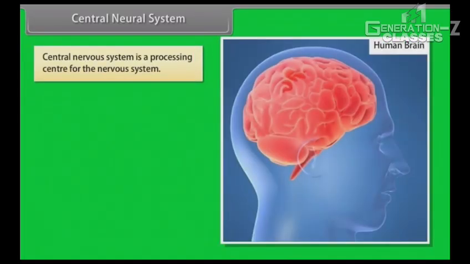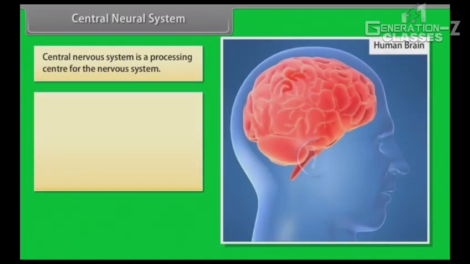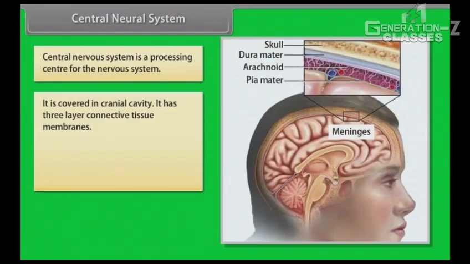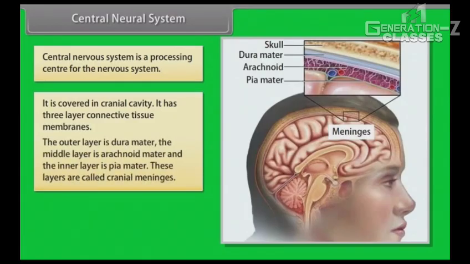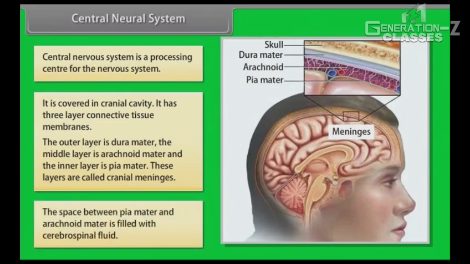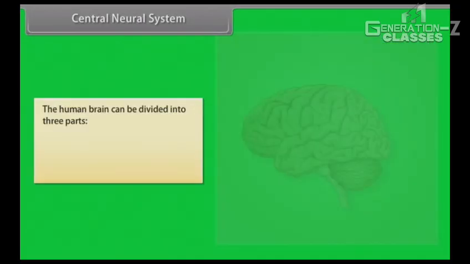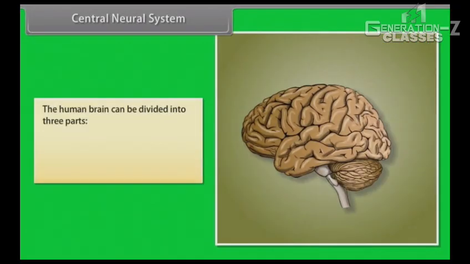Central nervous system. The central nervous system is a processing center for the nervous system. It is covered in the cranial cavity. It has 3-layer connective tissue membranes. The outer layer is dura mater, the middle layer is arachnoid mater, and the inner layer is pia mater. These layers are called cranial meninges. The space between pia mater and arachnoid mater is filled with cerebrospinal fluid. The human brain can be divided into 3 parts: forebrain, midbrain, and hindbrain.